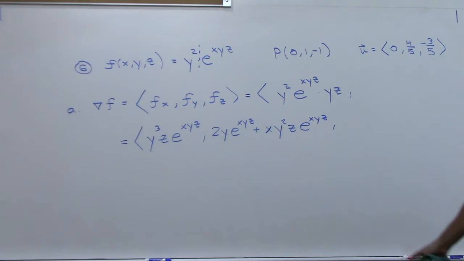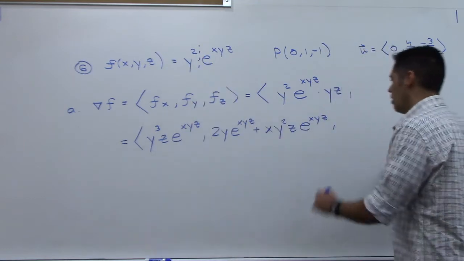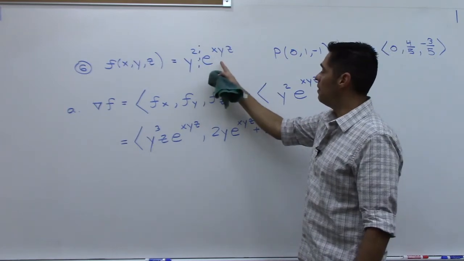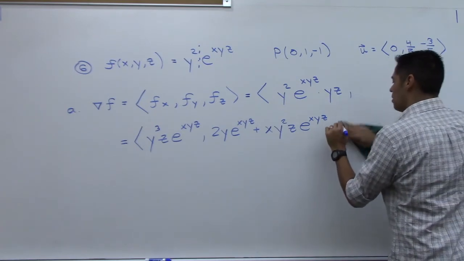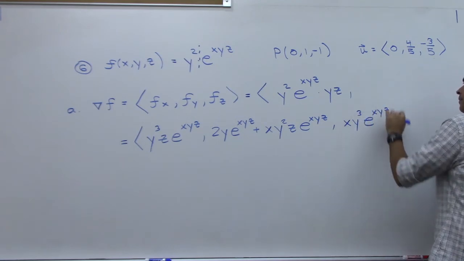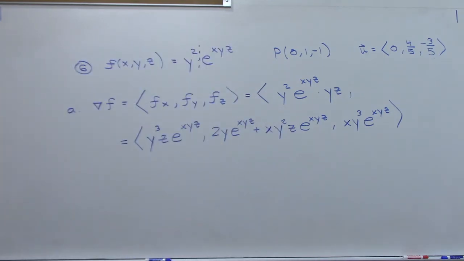And then finally, the partial derivative of this with respect to z, it's pretty much like the first one was. The y squared is just going to come along for the ride. When I take the derivative of this, I'm going to get itself, and then derivative of the top with respect to z, which is xy. So I'm actually going to have an x and a y pop out, which will give me xy cubed e to the xyz. All right, so that should be the gradient vector. I'm just double checking everything here.